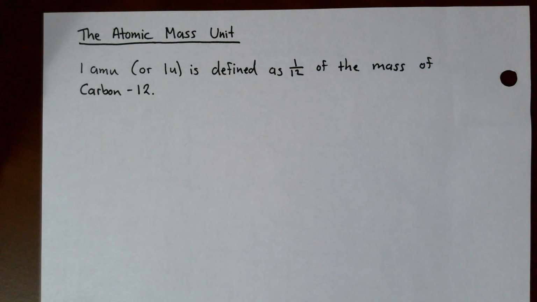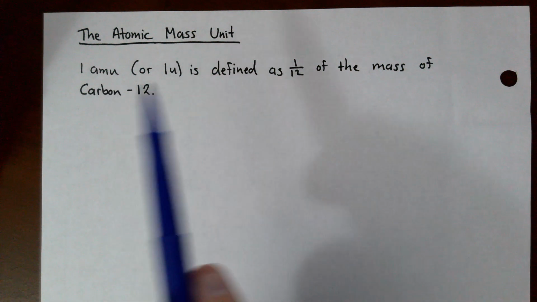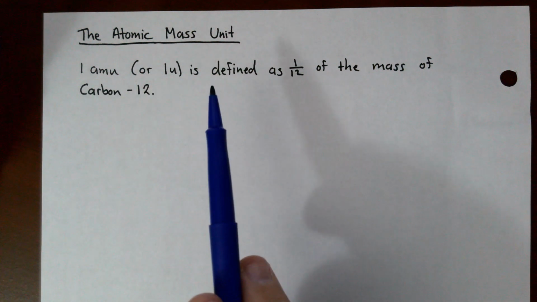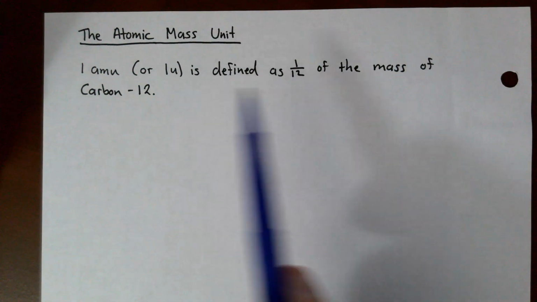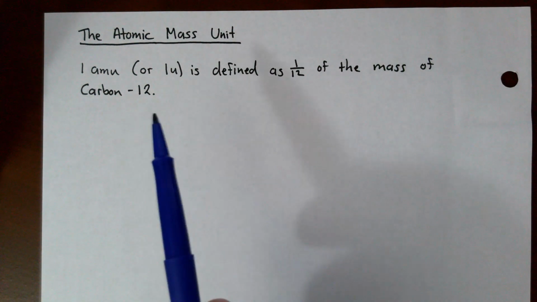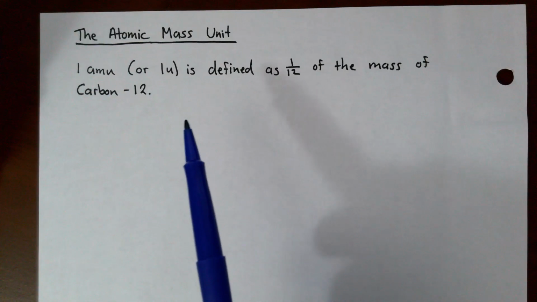And in this quick video, I want to discuss with you the atomic mass unit. The atomic mass unit, which is abbreviated 1 AMU in my system, how I learned it, the official designation on your formula chart is just 1 u, is defined as 1/12 of the mass of carbon-12. And the history behind that is kind of interesting.